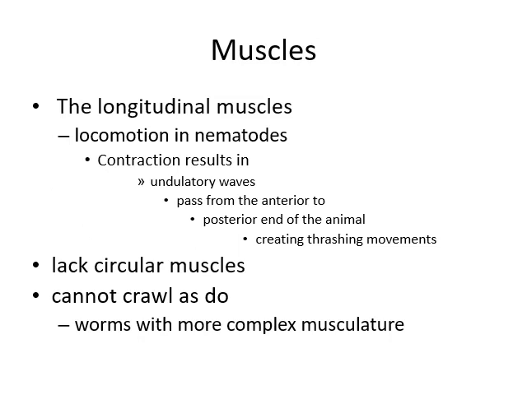Then the muscles. The longitudinal muscles are present, no circular muscles, and locomotion in nematodes is by contraction resulting in undulatory waves that pass from the anterior to the posterior end of the animal and create thrashing movements. Without circular muscles they cannot crawl as do worms with more complex musculature like earthworms. They cannot move like them.